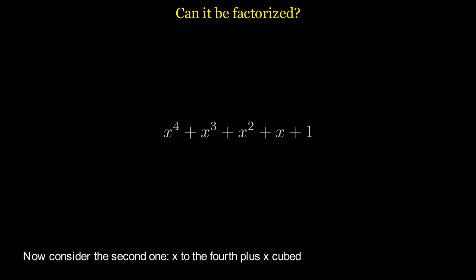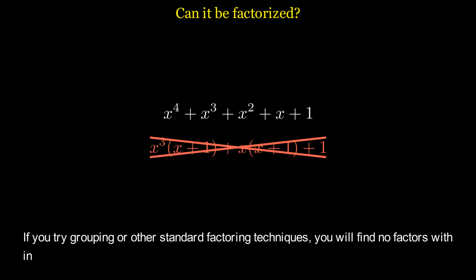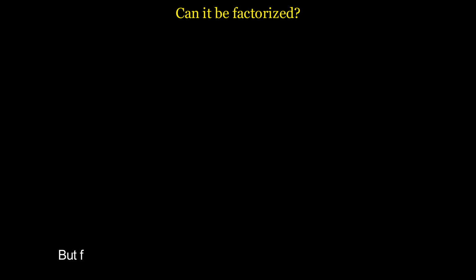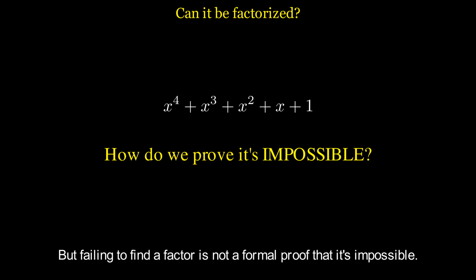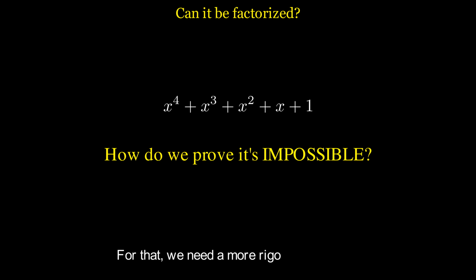Now consider the second one, x to the fourth plus x cubed plus x squared plus x plus 1. If you try grouping or other standard factoring techniques, you will find no factors with integer coefficients. But failing to find a factor is not a formal proof that it's impossible. For that, we need a more rigorous criterion.